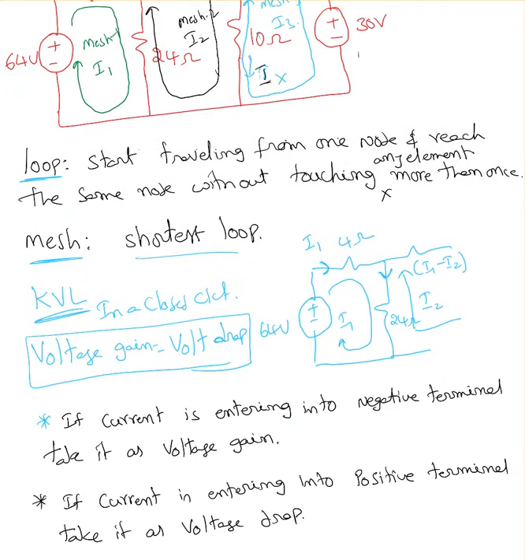So how do you define voltage gain or voltage drop? If current is entering into the negative terminal, take that as a voltage gain. If current is entering into the positive terminal, take it as a voltage drop. So here I can say I1 is entering into the negative terminal, so here this is a voltage drop. So this is V drop.